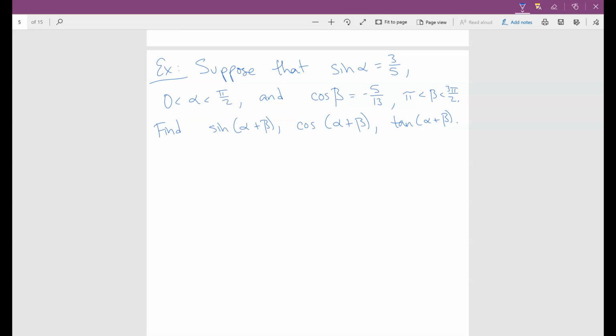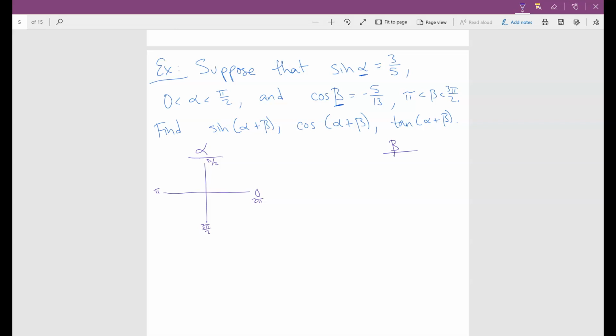So first, what we need to figure out is where exactly alpha lies, and where exactly beta lies. So if we look at two different things, we're going to look at alpha and beta. Here's alpha, and here's beta. Let's see where exactly they live. If you remember the quadrantal angles, this is 0, pi over 2, pi, 3 pi over 2, and then 2 pi to complete one full revolution.